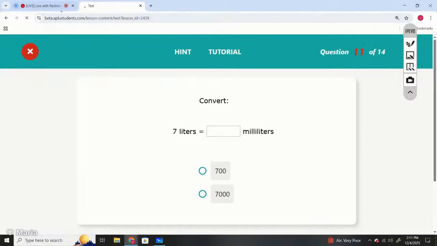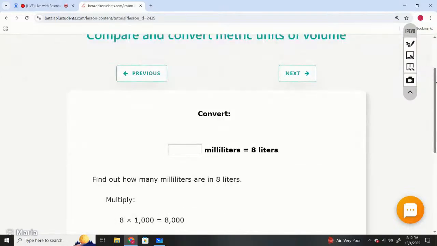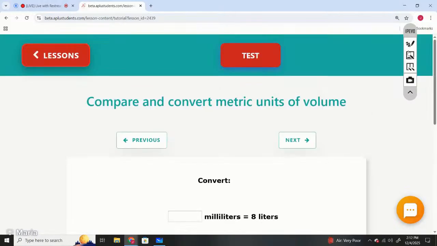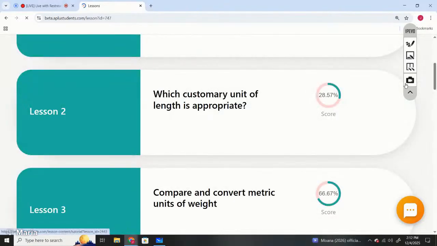Let me move on to the next lesson. We just finished the lesson on comparing and converting metric units of volume. The next lesson is which customary unit of length is appropriate.